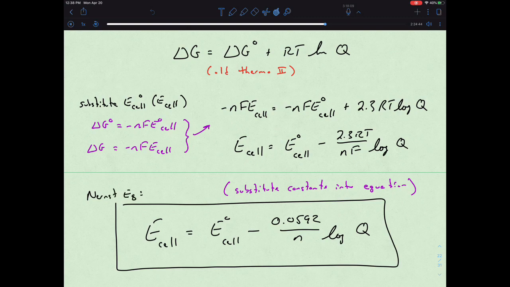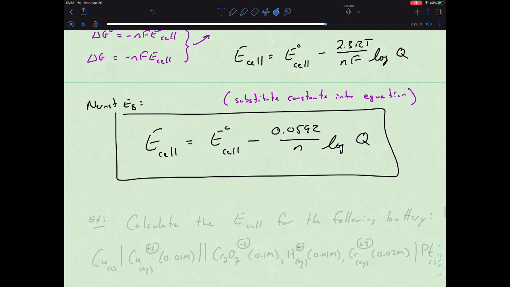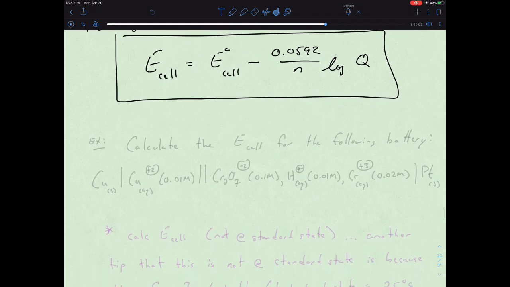And so this allows us basically now to relate cell potential not at standard state, right? We don't have to be under those standard state conditions to still calculate what cell potential actually is. So let's look at an example of this idea.